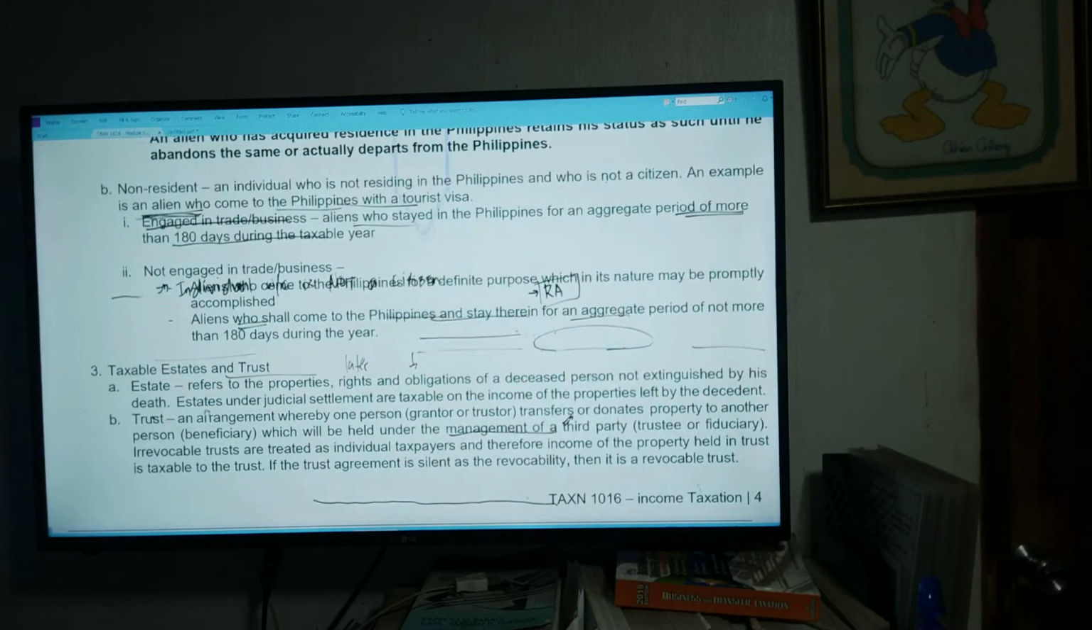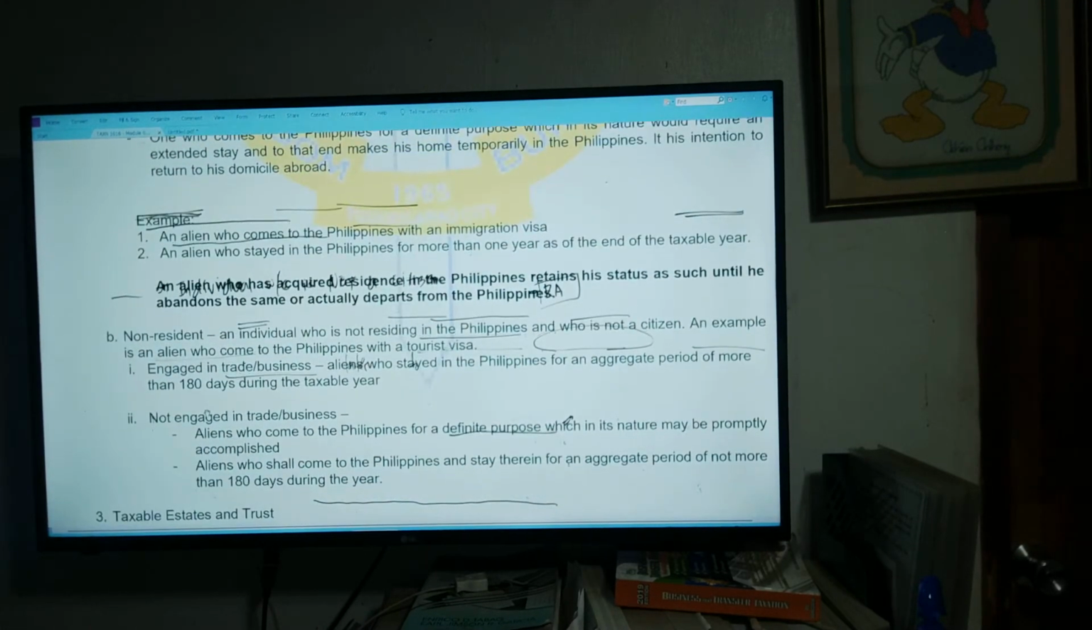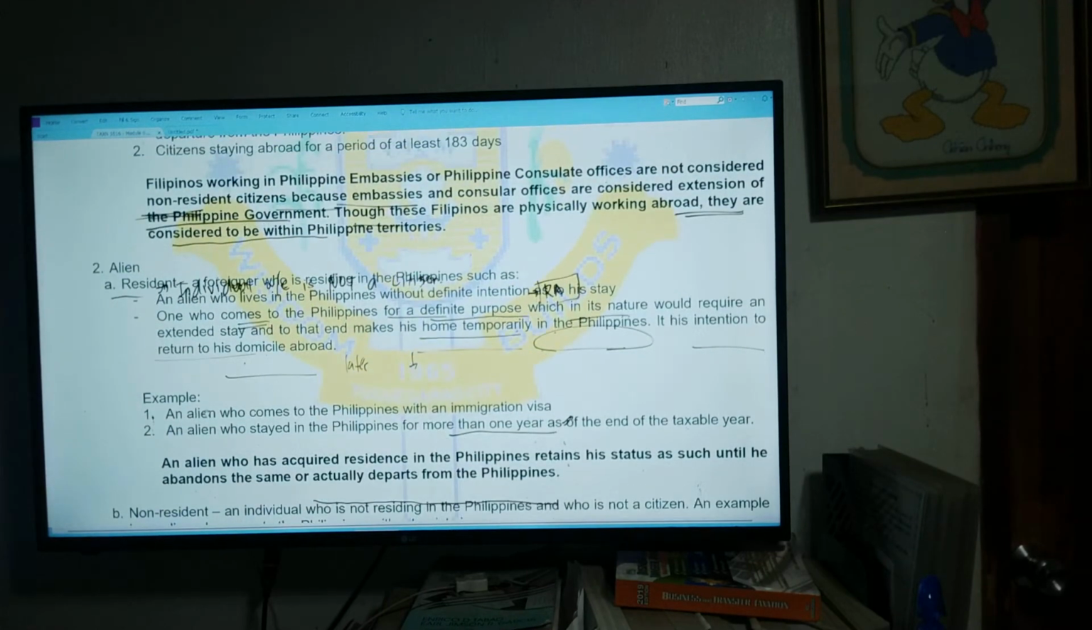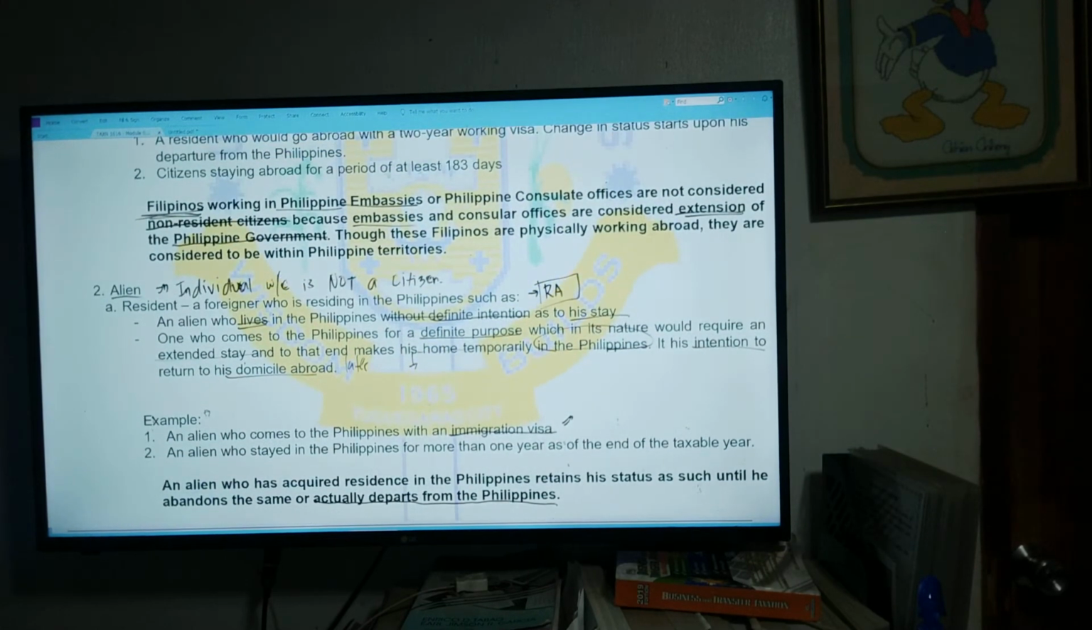And lastly, of course, the non-resident alien. Ay, wait lang. Hindi pa pala kayo nakapag-screenshot. Ayan. So, make a screenshot already.